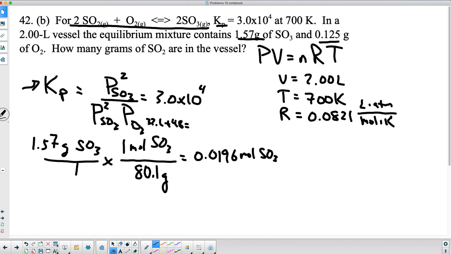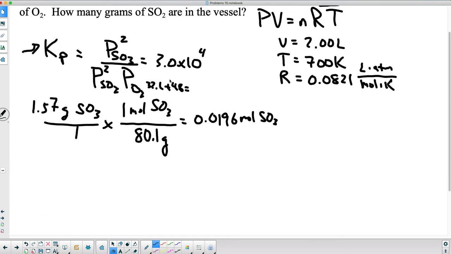Now I'm going to do the same thing again. I'm going to do it for oxygen though. So I'm going to move down a little bit. We're going to be using a lot of this screen to do our calculations.